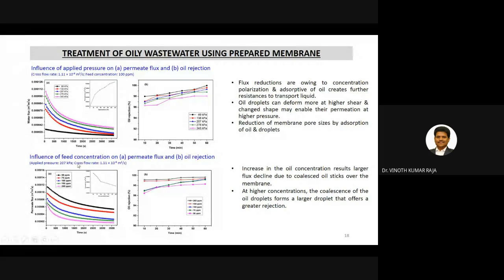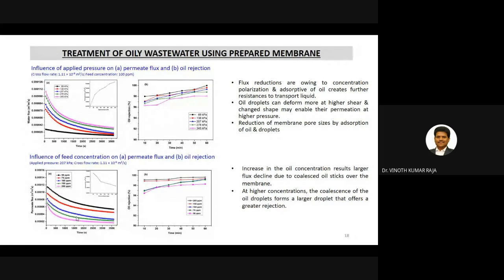Also we have studied the influence of feed concentration on permeate flux and oil rejection. This figure presents the permeate flux plotted with time for various concentrations. This figure clearly tells us that an increase in oil concentration results in higher flux decline. You can see here that at high applied pressure flux decline also occurs. But if you look at the various feed concentrations, it clearly tells us that increasing the oil concentration results in a larger flux decline. The flux decline happens with increasing concentration.